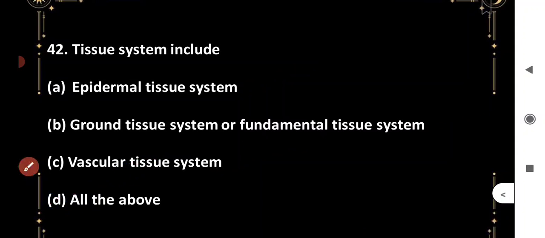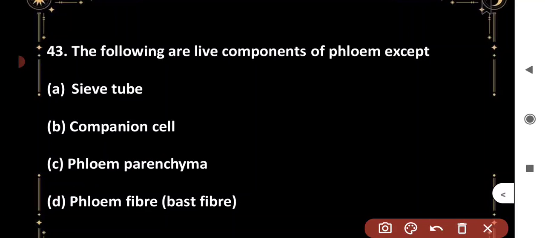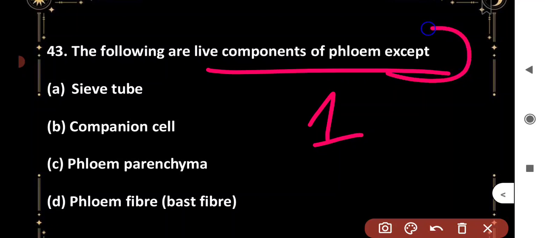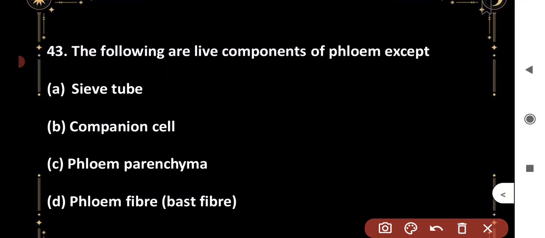Next question. The following are living components of phloem except: phloem has only one dead tissue, and it is asking about that one dead tissue. Sieve tubes are living, companion cells are living, parenchyma is living. Fibers are dead. Jute fibers are dead. They lack protoplasm. They are very dry.